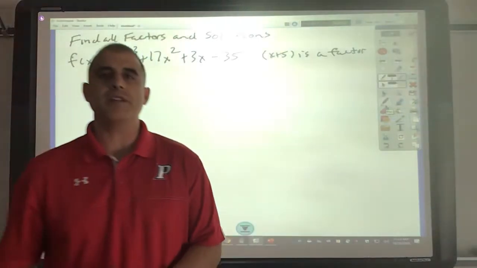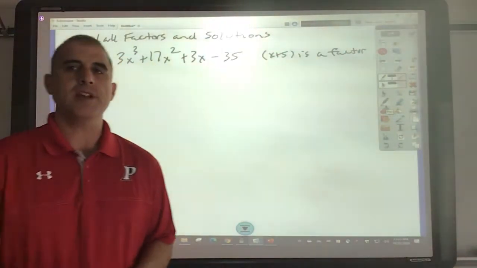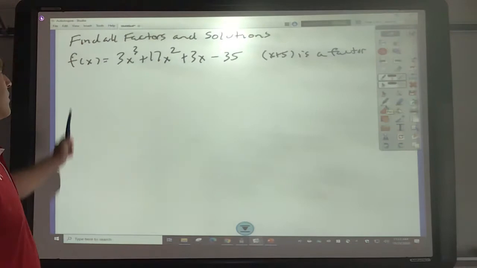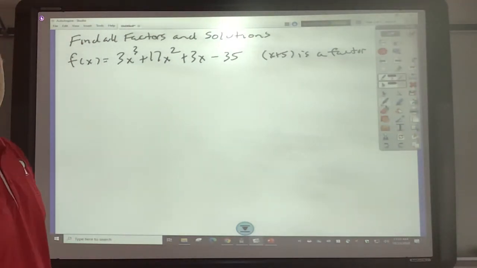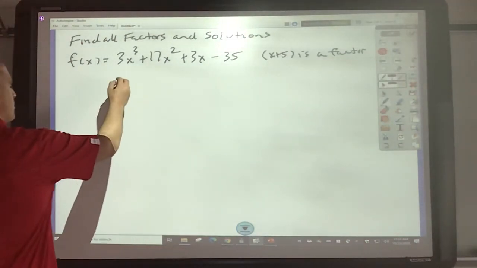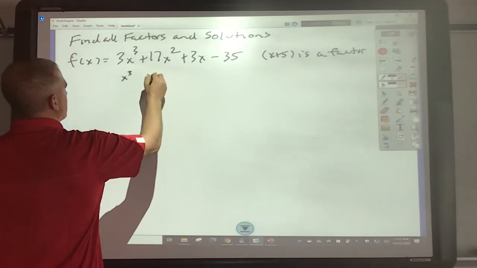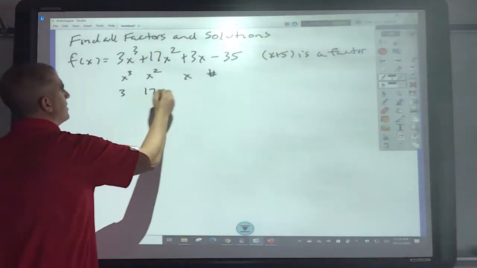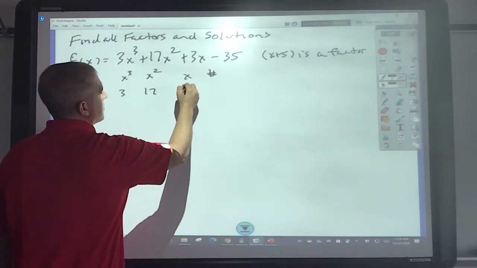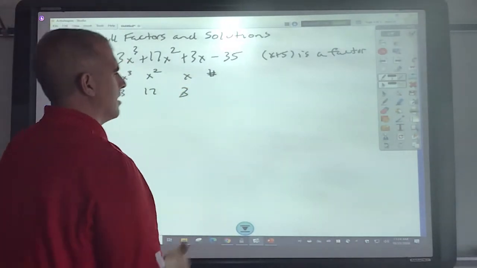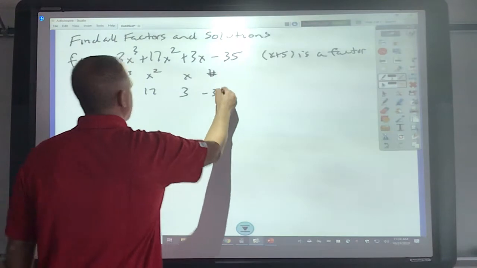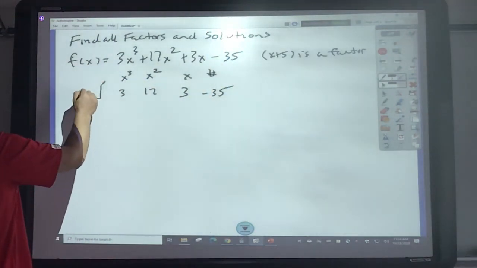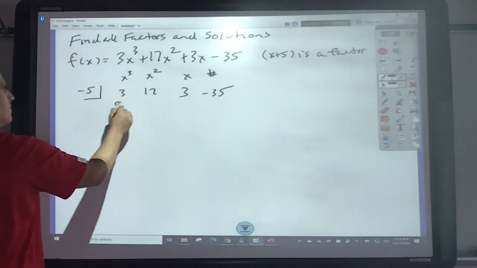Okay, this is going to be Unit 3, Lesson 3 for pre-calculus. We're going to go to a similar question: find all factors and solutions. Okay, so we're using synthetic division, so I've got x cubed, x squared, x, and the number. So I have 3, 17, 3 again, and negative 35. Since x plus 5 is a factor, that means negative 5 would be in here.